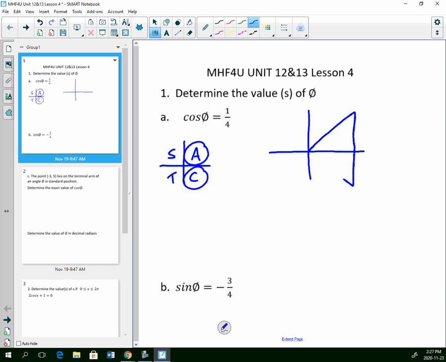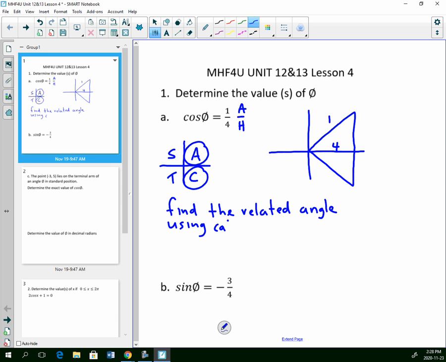So previously, we would then determine the related angle using the special triangles. But 1/4 is not a value that would appear on my special triangles, and also not a value that I would be able to determine from my graph. So we are going to use our calculator to find the related angle. And make sure it is in radian mode.